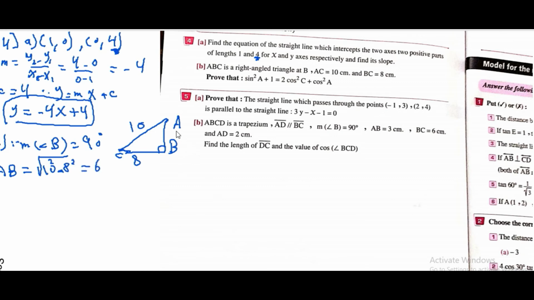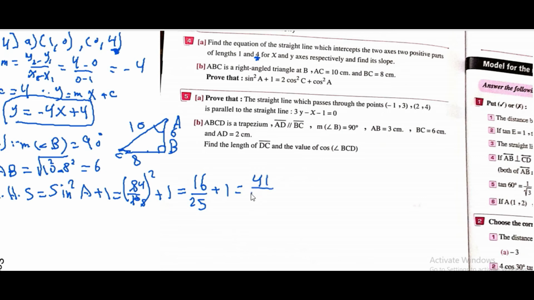The left hand side, LHS, equals sine square A plus 1. Sine A from the triangle, the opposite over the hypotenuse, is 8 over 10, squared, plus 1. Divided by 2, it will be 16 over 25 plus 1, which is 41 over 25. This is number 1.